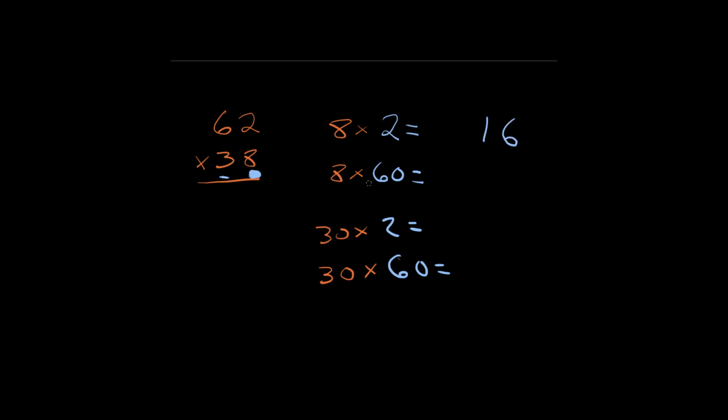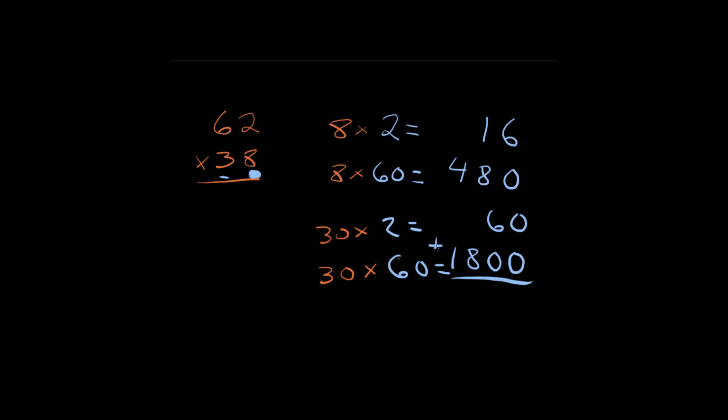Spacing them out. 8 times 6 is 48 plus a 0, so 480. And then we have 30 times 2, which is 60. And then finally we have 6 times 3, which is 18, plus 2 zeros. So that one's going to end up being 1,800.